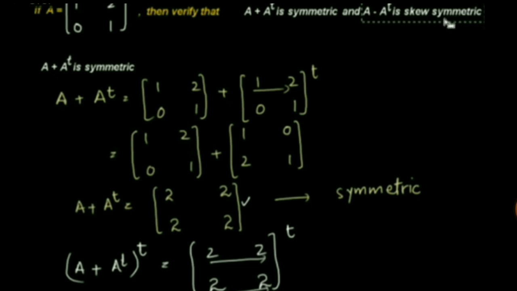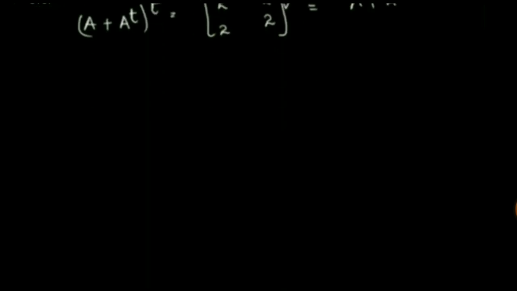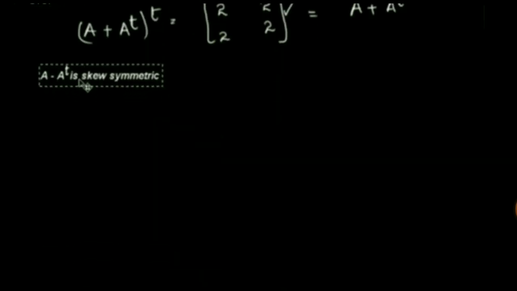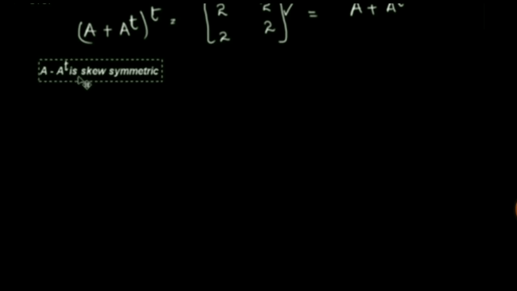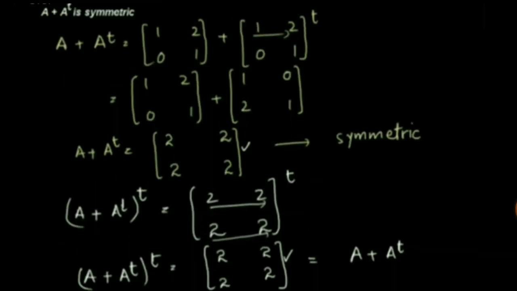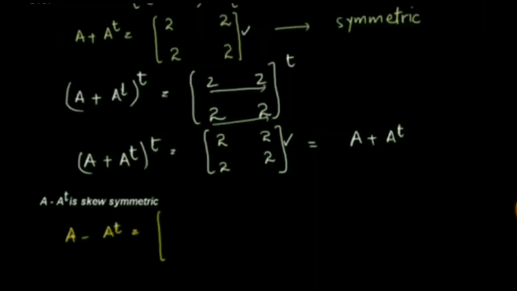Consider the next question, in which we will check whether A minus A transpose is skew symmetric or not. Keep in mind the condition of skew symmetric. What is the condition? The condition is that A transpose is equal to minus A. So let me simplify the question first, which is not in simplified form. I'm going to write A minus A transpose, and what was A? A was 1, 2, 0, 1. Let's write that: 1, 2, 0 and 1.